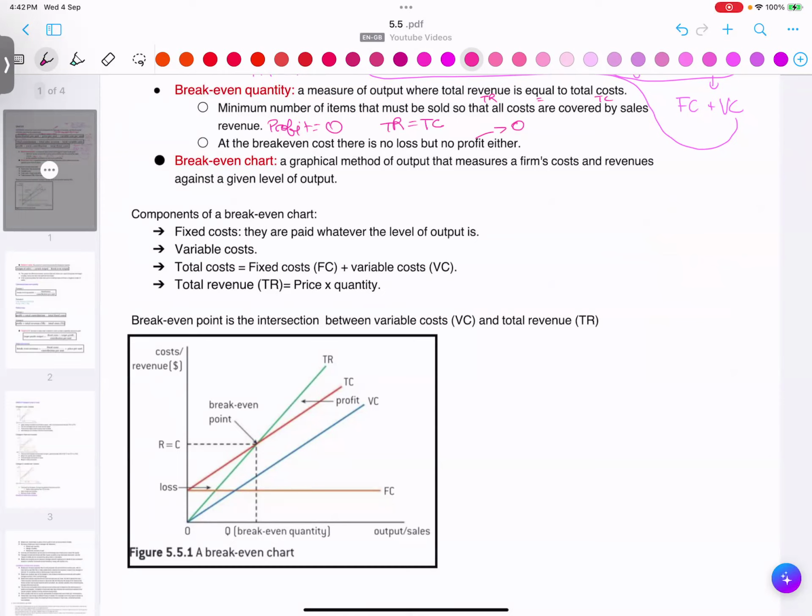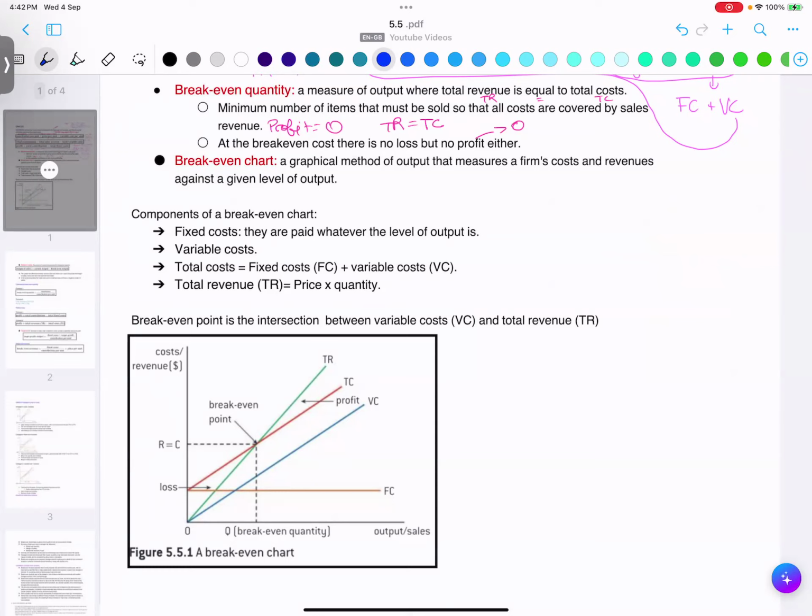Now we have the components of a break-even chart, right? So you have fixed costs. Fixed costs, like I previously said, are paid whatever the level of output is because they are not proportional to the level of output. They are always paid. And I gave you the example, it's rent. Variable costs do change proportionately to the output. And then you have total cost and total revenue, but I'm going to be explaining them in relation to the graph. So we're going to begin.